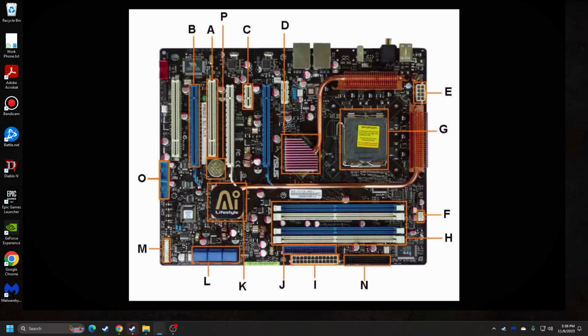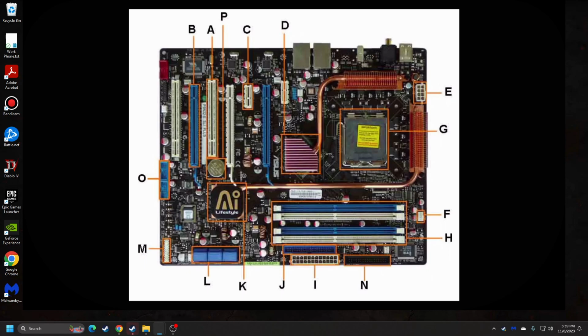Again, it cuts off. But I just realized something, you guys. In this picture, they're right. It's a motherboard, and it's got all these letters surrounding the motherboard.